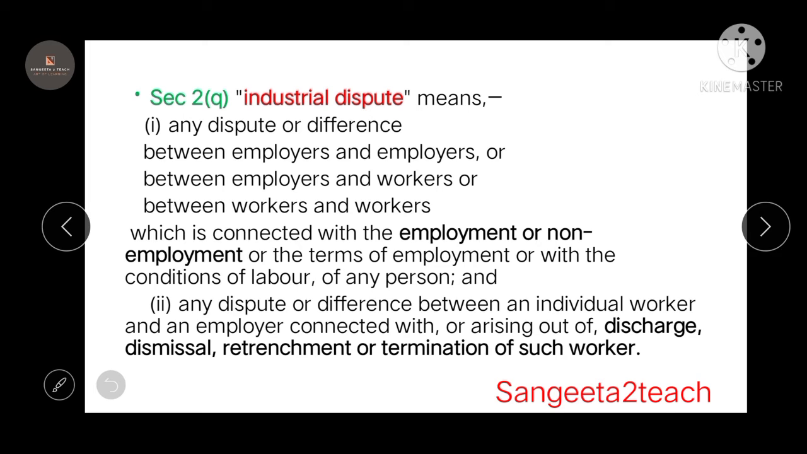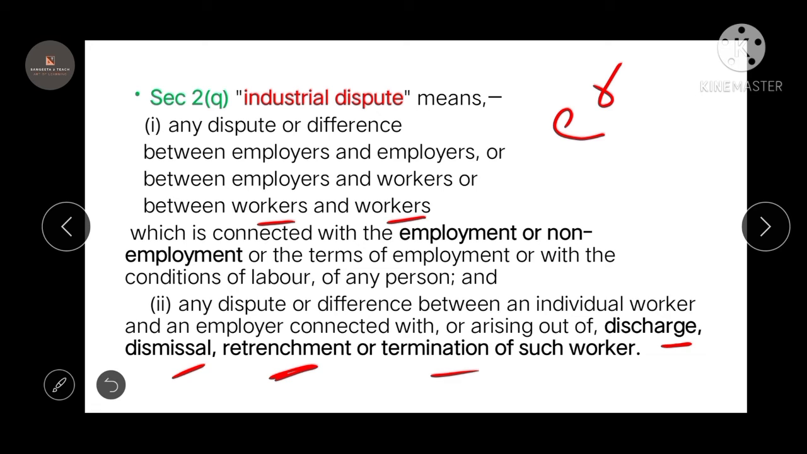So what can be a dispute? It can be a dispute or a difference between an employer and an employer, an employer and a worker, or a worker and a worker. Based on what? It is based on employment or non-employment terms. It can be a dispute between an individual worker and an employer connected with issues like discharge, dismissal, retrenchment, and termination of such worker.